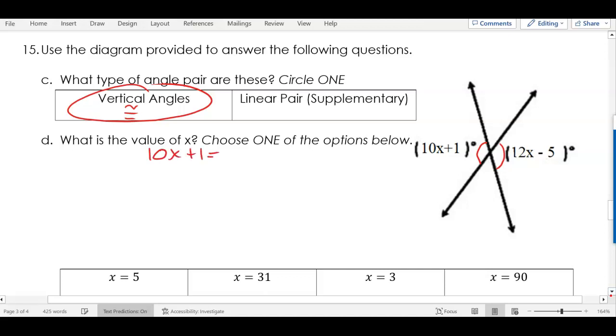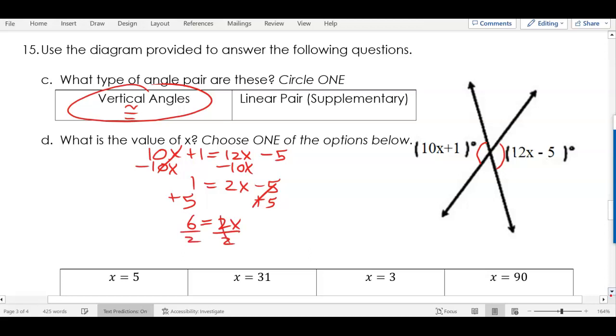10x plus 1 equals 12x minus 5. Can you solve that? When x is on both sides, we get rid of the smaller x, 10x, so we subtract 10x. 1 equals 12 minus 10, which is 2x. Bring down minus 5. Get rid of that loner minus 5 on the right side with x by adding 5. We get 6 equals 2x. And then to get rid of that coefficient, we always divide. We get 3. Cool. So again, that's called a vertical angle.